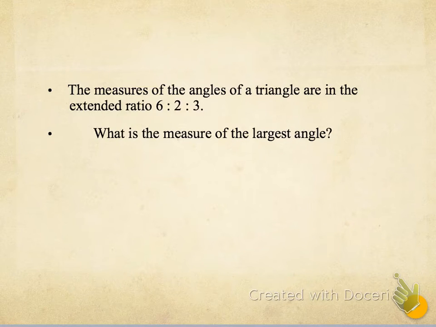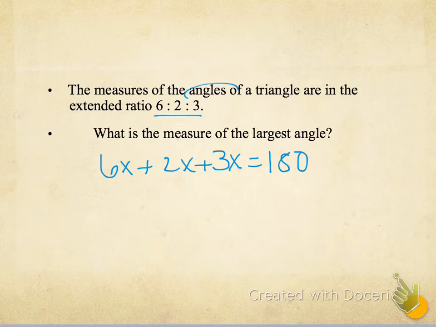The measures of the angles of a triangle are in an extended ratio of 6, 2, and 3. What is the measure of the largest angle? So 6x plus 2x plus 3x. All angles in a triangle should add to be 180 degrees, and we're talking about angles. So that's why we said equal to 180. So we have 6x plus 2x is 8x, plus 3x is 11x. 180 divided by 11 is 16.4.